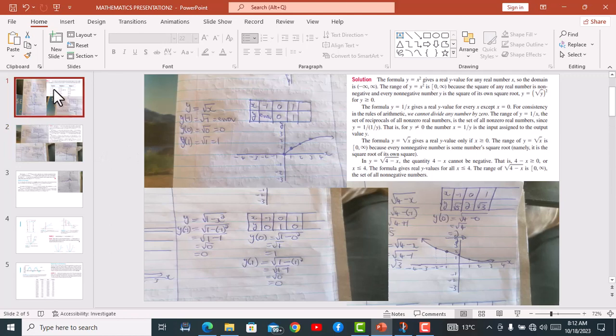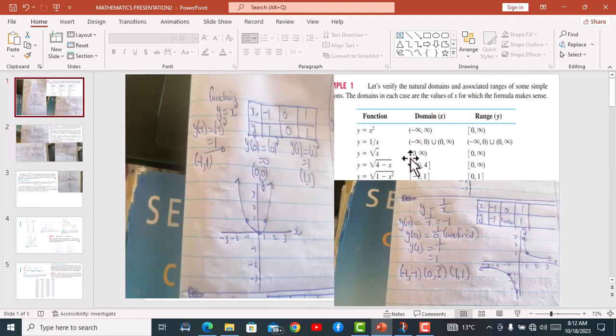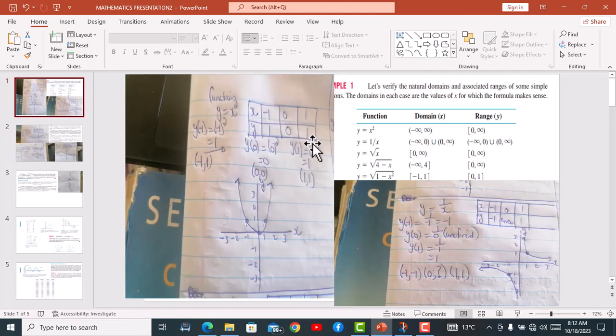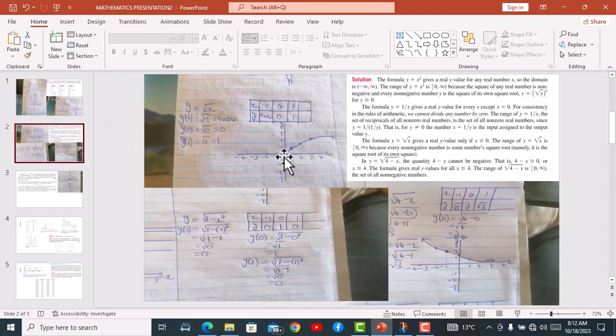Now let's go back to Thomas. And then he tells us the domain is 0 to positive infinity. Let's check. It is true. There it is. Now, I want you to notice something here. We have an inclusive bracket. Why? Because it is defined at 0. There we have a point at 0. Therefore, it is defined at 0. Therefore, we will have a square bracket.